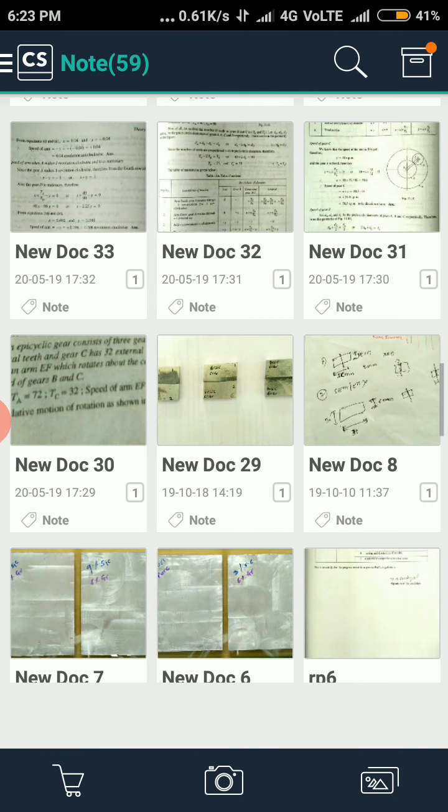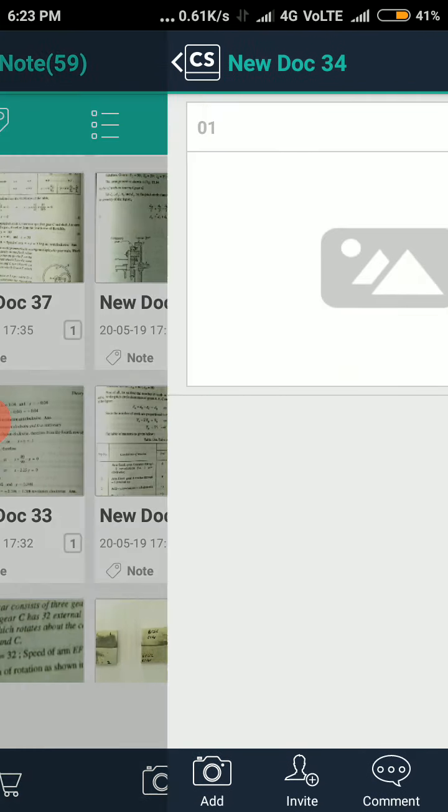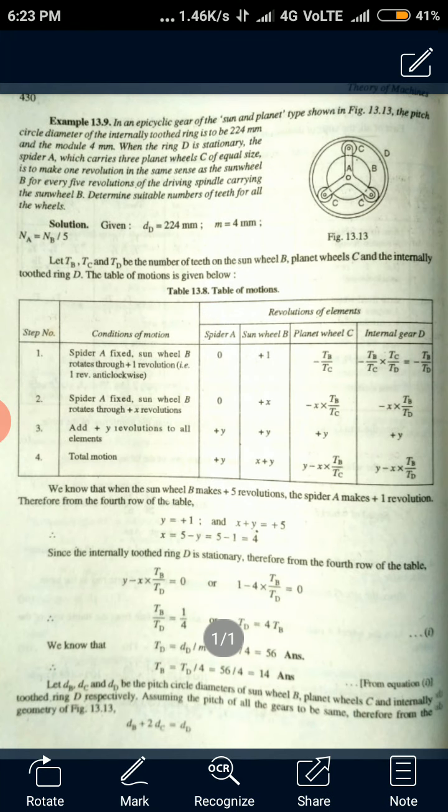So we'll take one more problem today, and we'll see if you're able to understand it. Okay, so the third one: in an epicyclic gear of the sun and planet type as shown in figure, the pitch circle diameter of the internally toothed ring, the internal gear, is to be 224 mm. So diameter is given. What is the internal gear here? Gear D. So diameter of gear D is 224 mm and module equal to 4 mm.